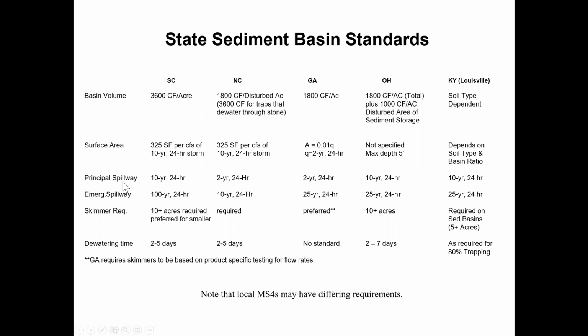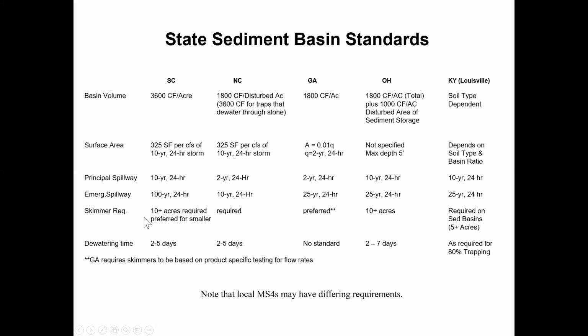Principal spillway, this is typically the skimmer and maybe your outlet structure, your riser. It needs to handle anywhere from the 2-year to 10-year storm in most cases. And the emergency spillway, which would just be your overflow, can be designed anywhere from the 100-year to 10-year, with 25-year being common in some other states.